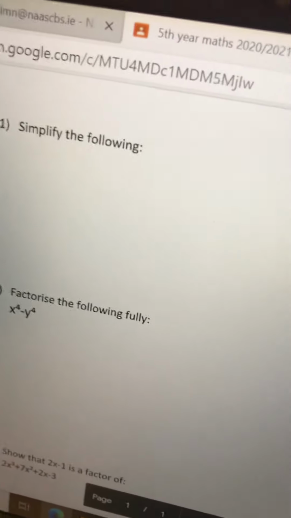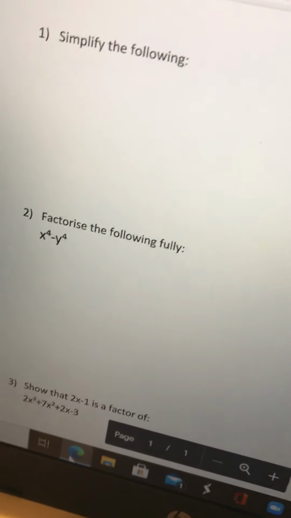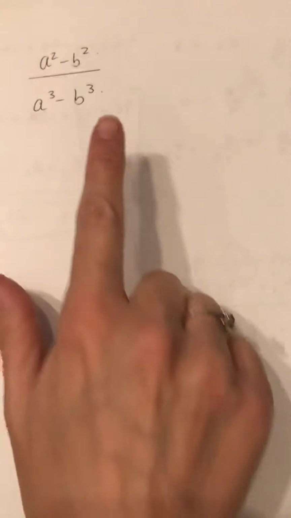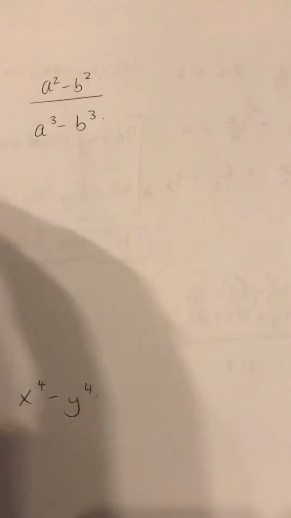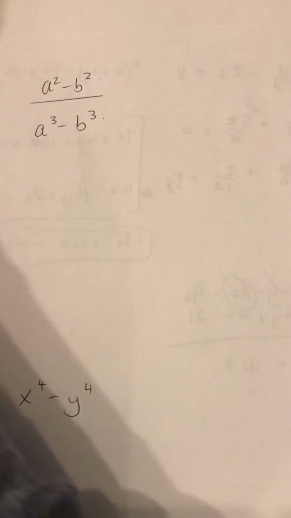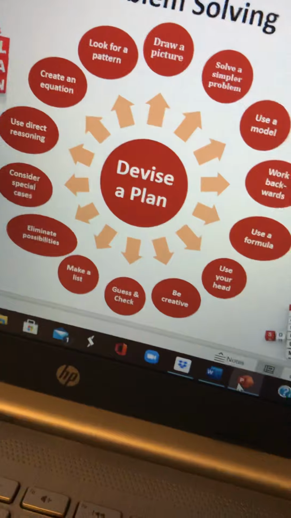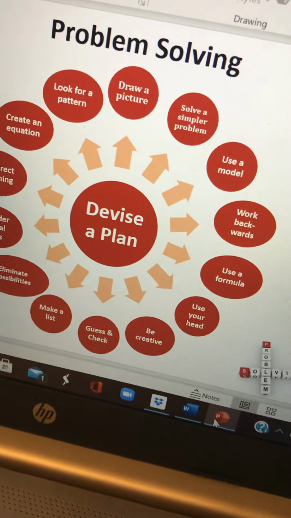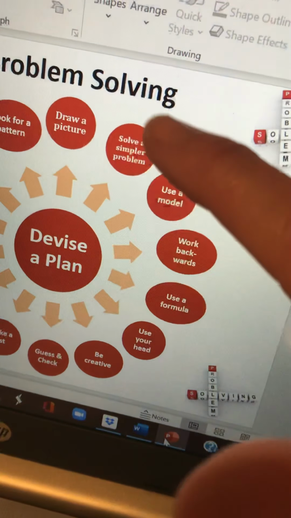So this is the first revision sheet that I've given you, just general revision. For some reason it said simplify the following and then it's blank, but what actually was supposed to be there was this here. I'm sure that I've showed you this before, but for me, in order to problem solve, if I'm not sure how to simplify that, well, I usually solve a simpler problem. Solve one from primary school.